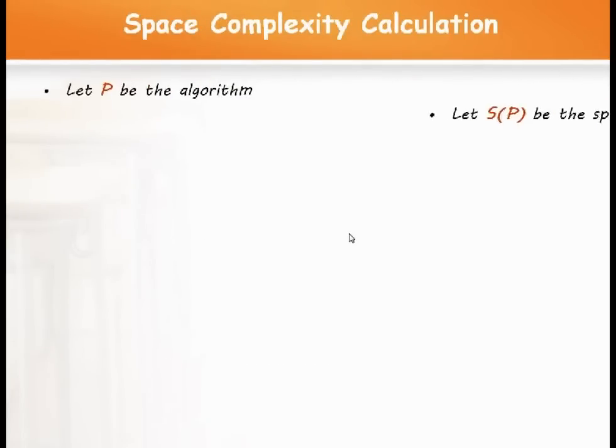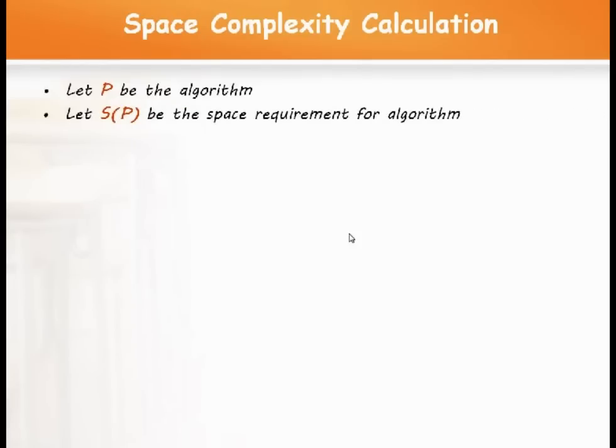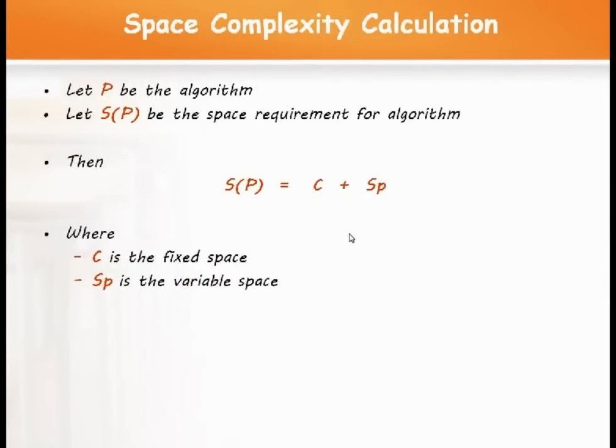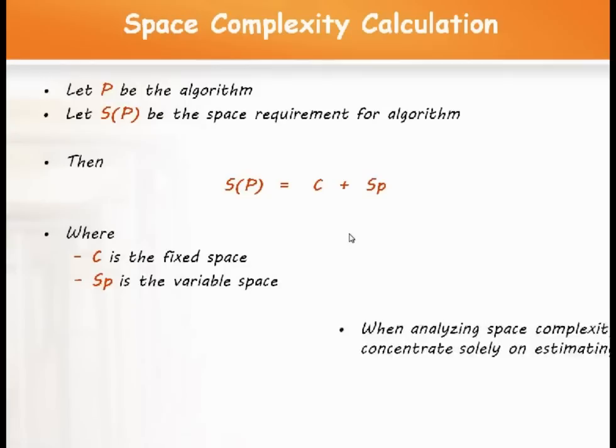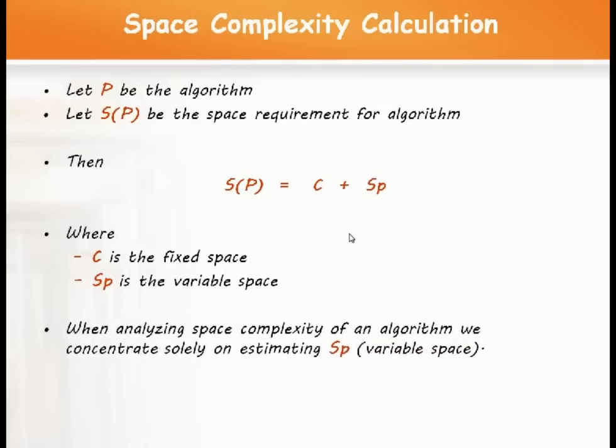Now, if I assume P is an algorithm, S(P) is the total space required for the algorithm. Then S(P) = C + S_P, where C is the fixed space, which is always constant, and S_P is the variable space, which varies depending upon the problem. So when we analyze the space complexity, we majorly focus on S_P, that is variable space, but not on the fixed space. This variable space depends on the instance characteristics.